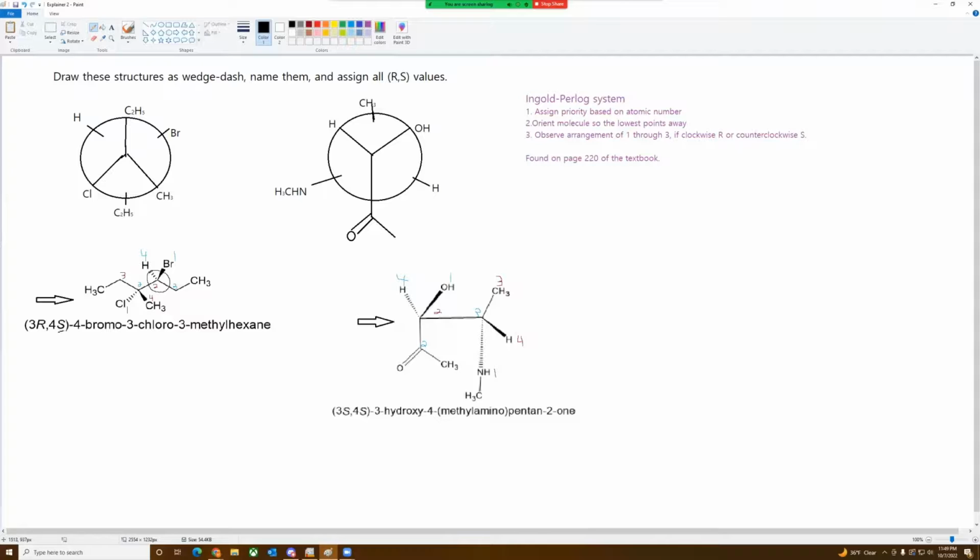So we would have a 2-one denoting a ketone on the second carbon. Then we can go with groups. We have 1, 2, 3. There's our 3 hydroxyl. And then we have 1, 2, 3, 4, our 4 methylamino, because it's a methyl group off an amine. And then it just continues the group. So that's the base of this.